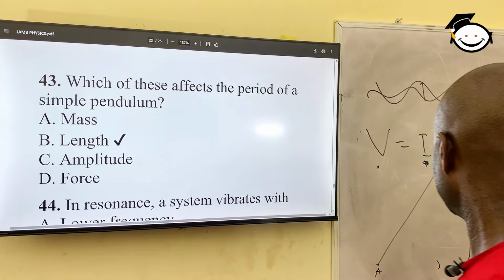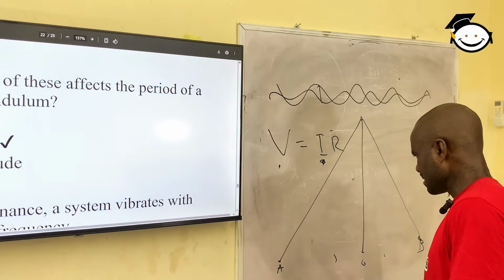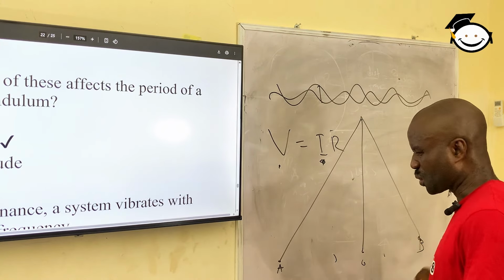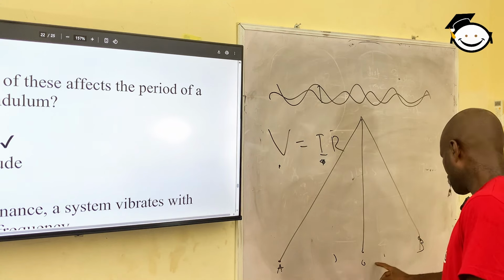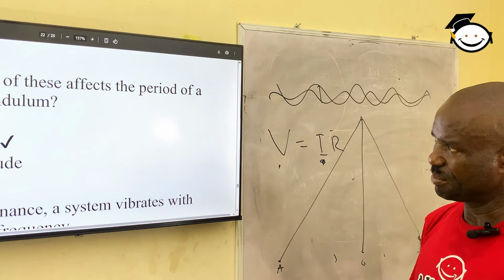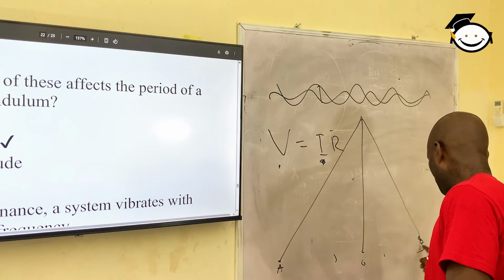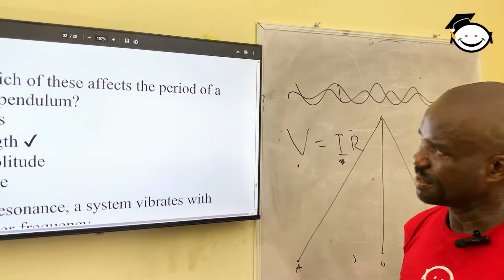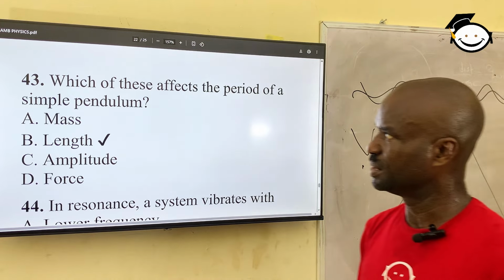You know, what is period? Period is the time taken for this body, the pendulum, to complete an oscillation. Oscillation is the time this one moves from A through 0 to B and back to A. That becomes the period. So it depends on the time, and that time depends on the length. That time depends on how long the string is.